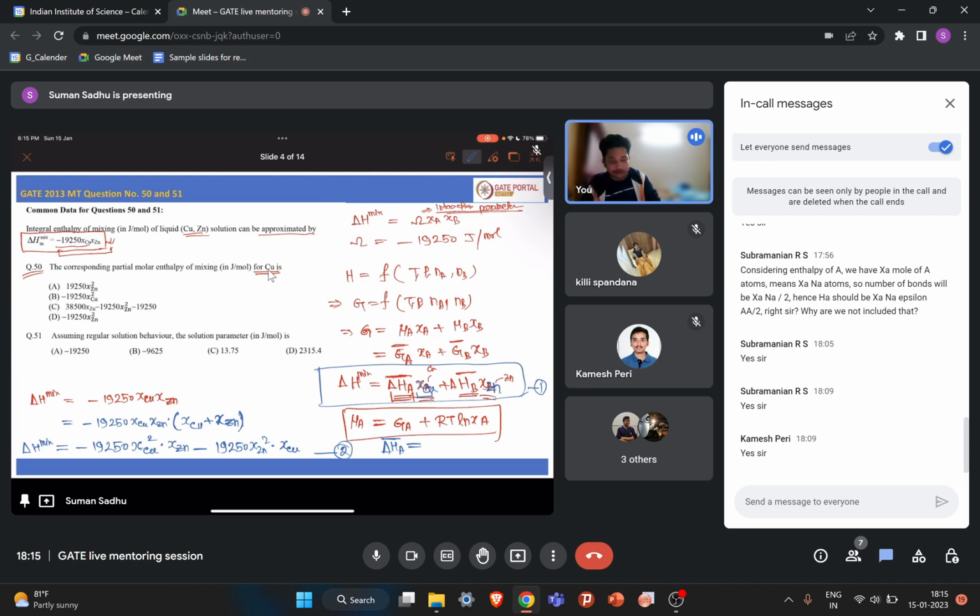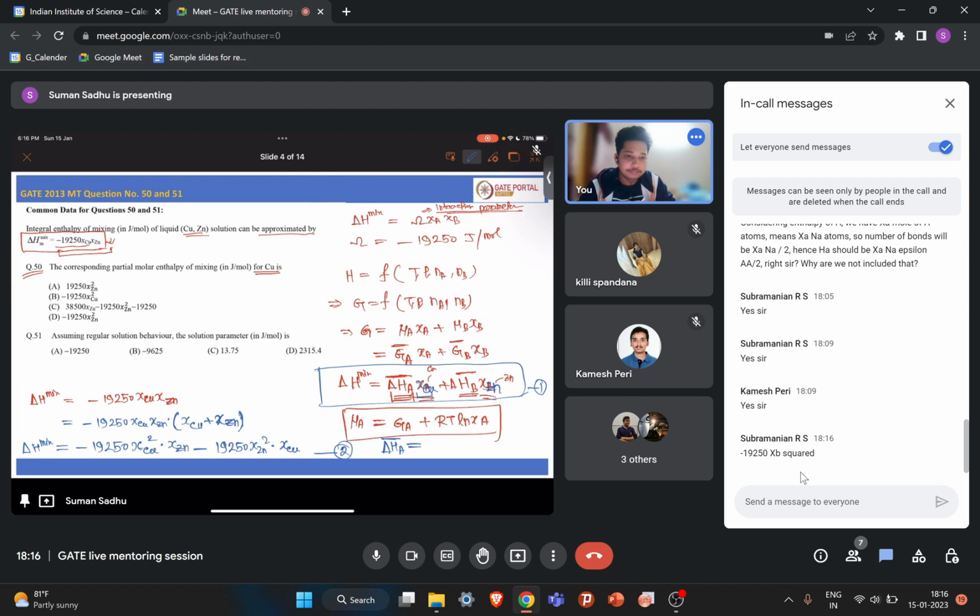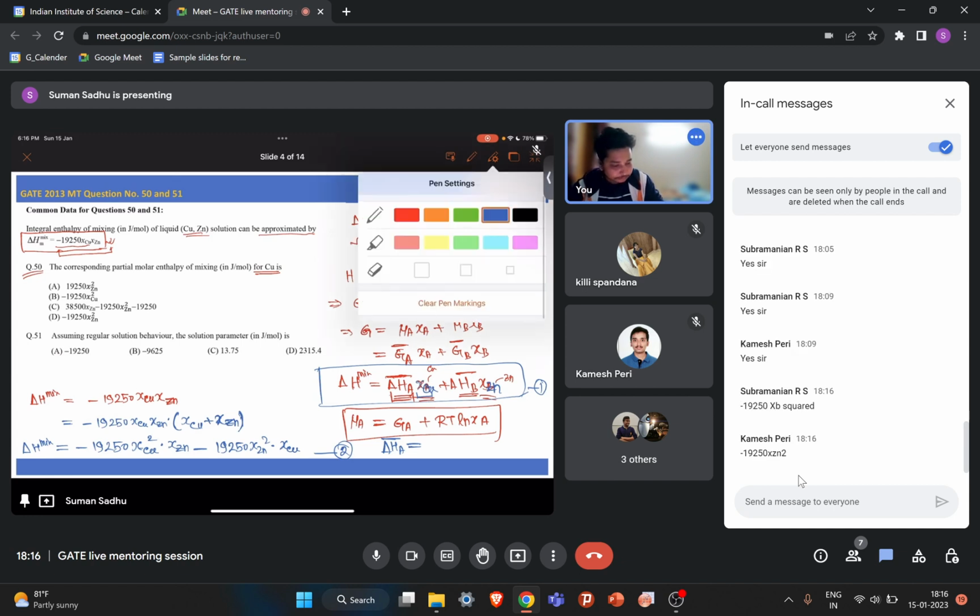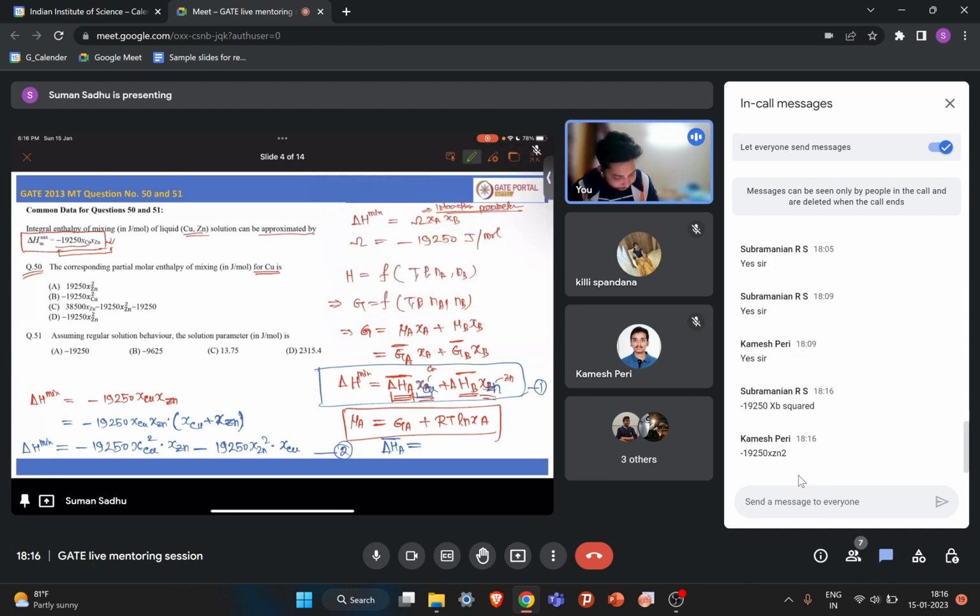So what will be delta H A? Anyone? XB square. Yes. XB means zinc. So here you can see that the coefficient is X of copper. Here also the coefficient is X of copper. So delta H A term will be this term.